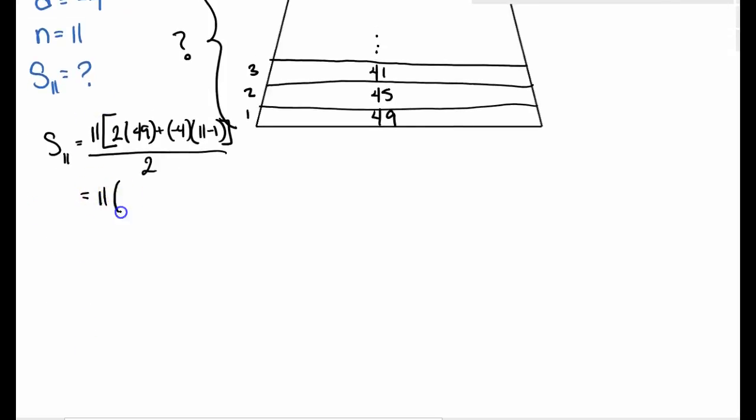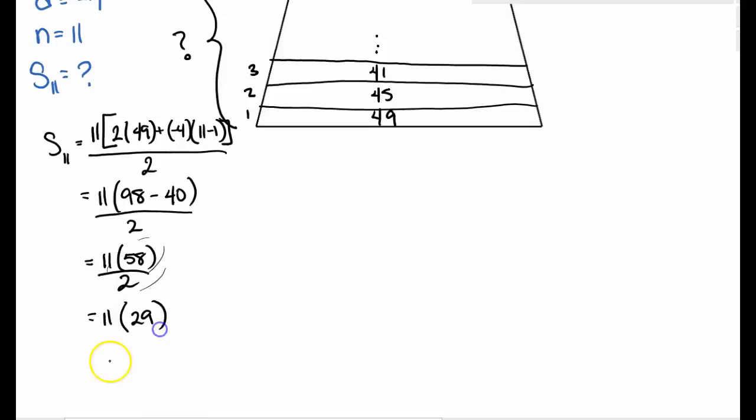We've got 11 times 98 minus 40 over 2, which gives me 11 times 58 over 2. These can simplify to give me 11 times 29. Finally, that gives me 319. So there are 319 cans in my trapezoid.